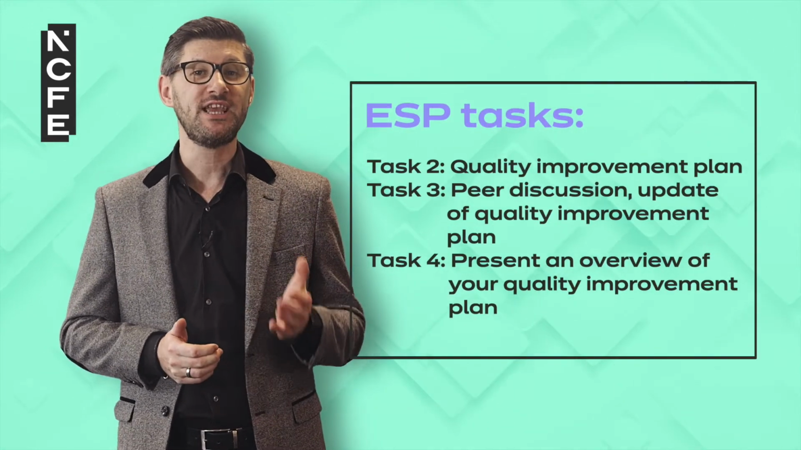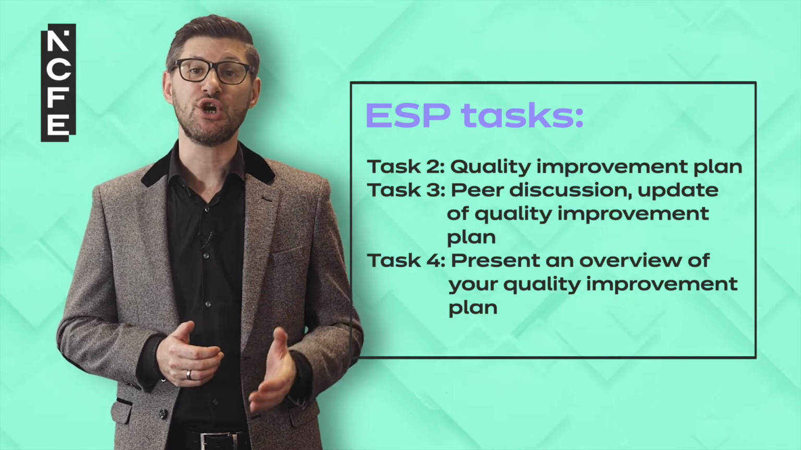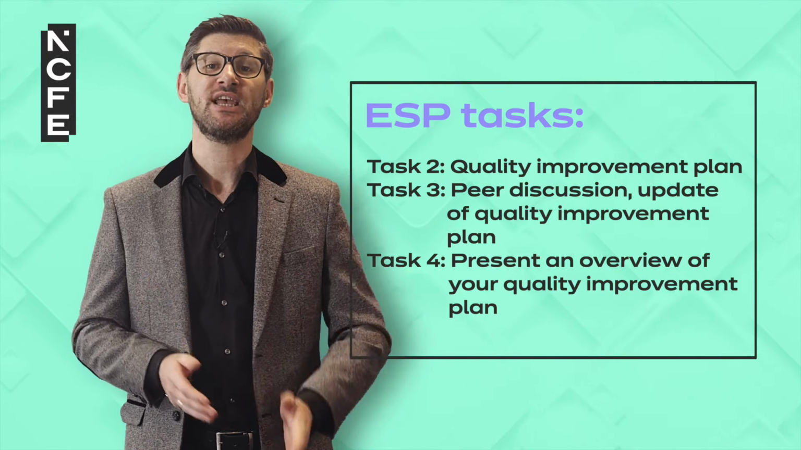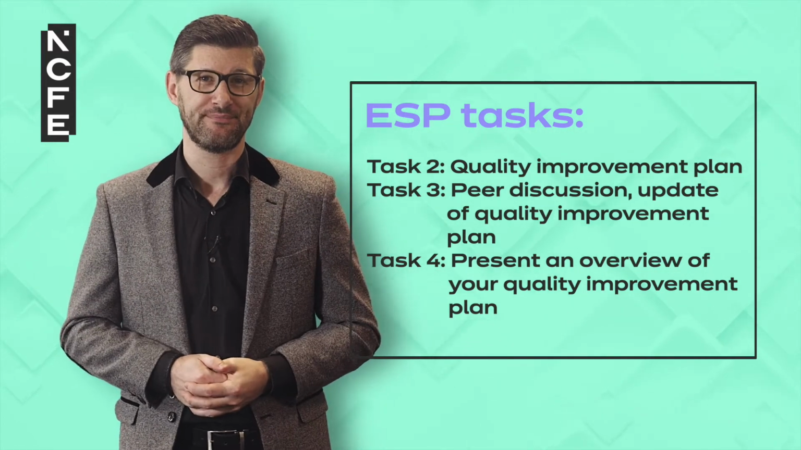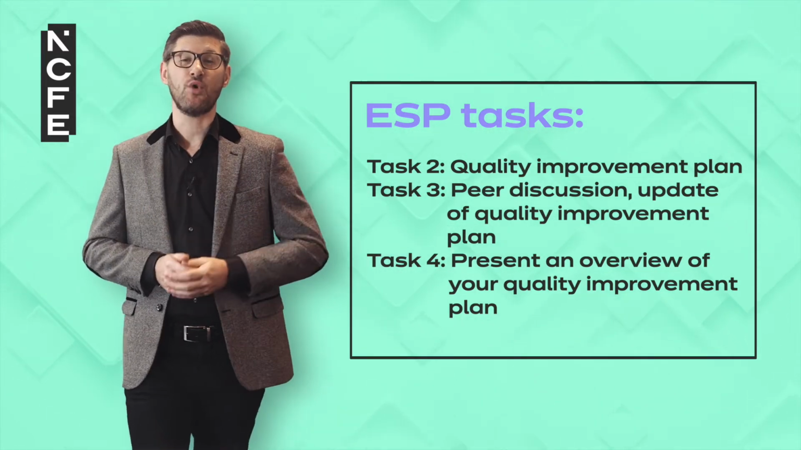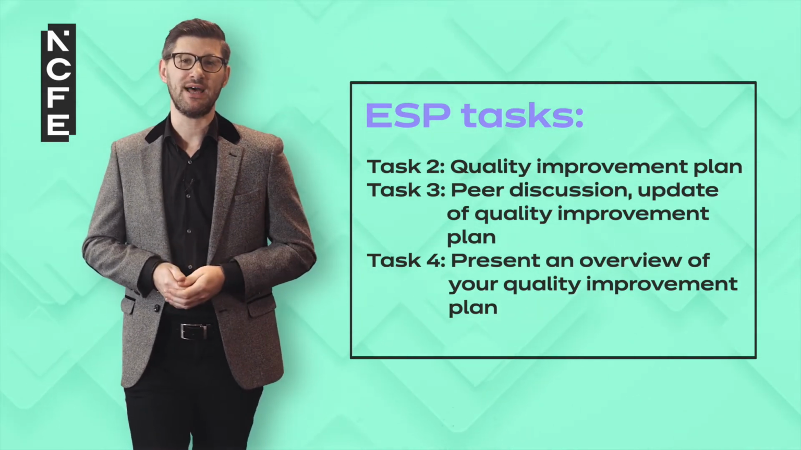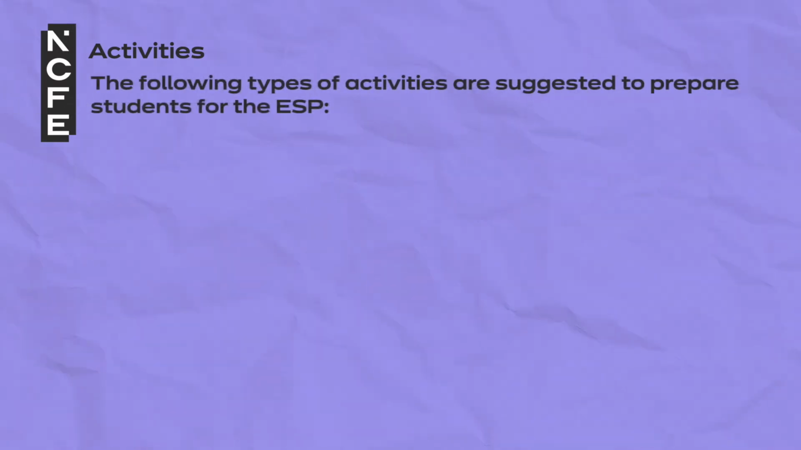Examples of employer set project tasks where this core skill is assessed are a quality improvement plan, in which students are required to create a quality improvement report outlining actions in relation to the brief. Peer discussion and update of quality improvement plan. A presentation of a quality improvement plan. To embed this core skill into teaching practice, the following types of activities are suggested to prepare students for the employer set project. Written report.